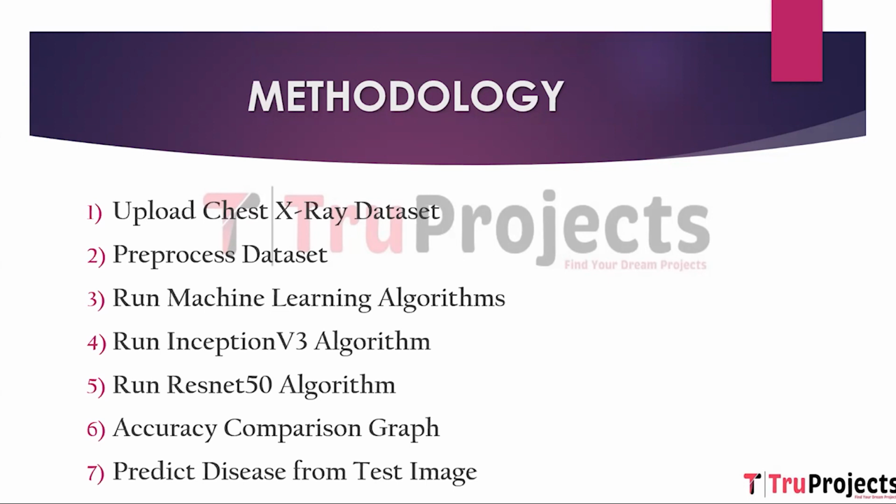Fourth one is run Inception V3 algorithm. Using this module, we will train Inception V3 with the above dataset and then perform prediction on test data and then calculate accuracy. Similarly, we will be performing the ResNet 50 algorithm also. Sixth one is accuracy comparison graph. Using this module, we will plot all algorithm performance graphs. Seventh one is predict disease from test image. Using this module, we will upload an X-ray test image and then classify whether the image contains COVID-19, pneumonia or normal.